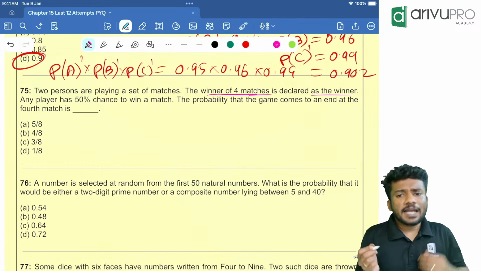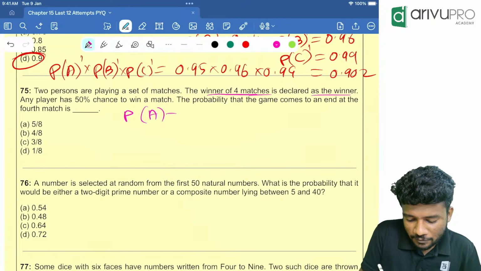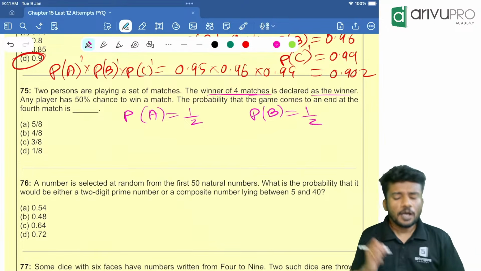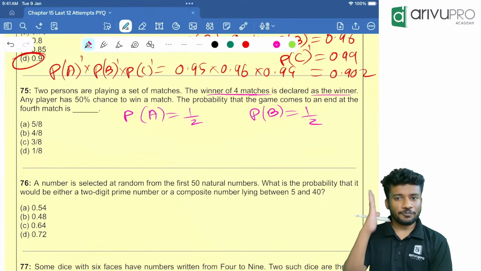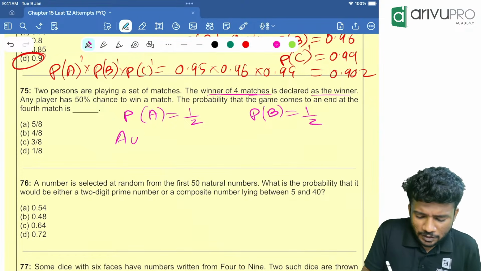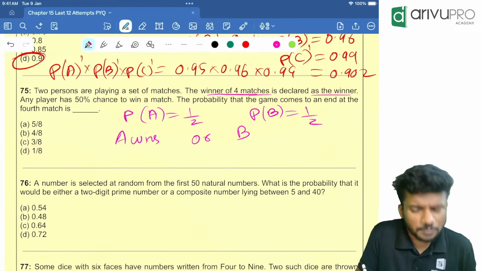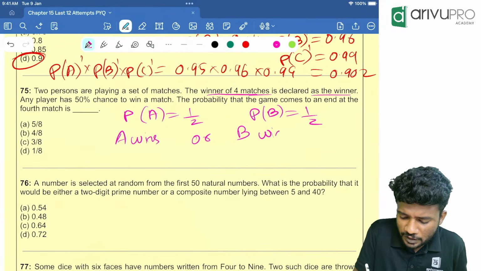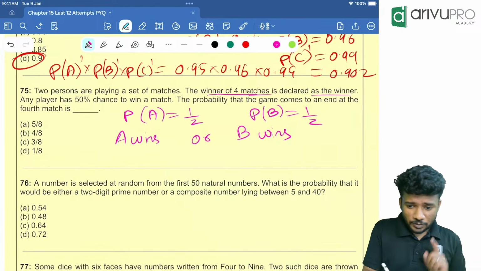Any player has 50% chance to win a match. That means if 2 players are there, P of A will be 1 by 2, and P of B will also be 1 by 2. Probability that the game comes to an end at the 4th match. For the 4th match itself, the match gets over. So what are the 2 possibilities there? Either A wins or B wins. A wins means A should win all the 4 matches. So first match he should win.